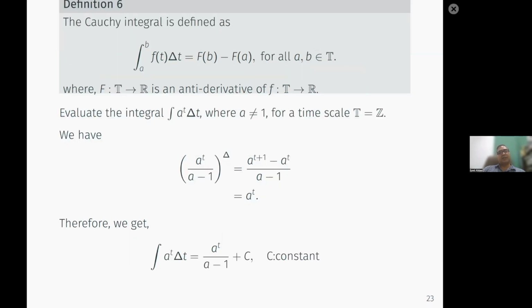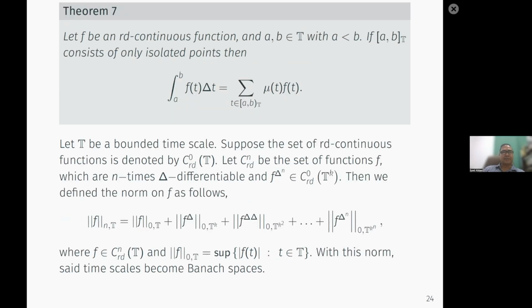And then one can derive the Cauchy integral formula. So these are standard results: the integral from a to b of f(t) Δt is given by F(b) minus F(a). These results are given in Martin Bohner's book, which I will reference at the end. In this case, one can also evaluate the integral of a to the power t Δt, and this is the value. This integral one can actually compute for certain special functions.